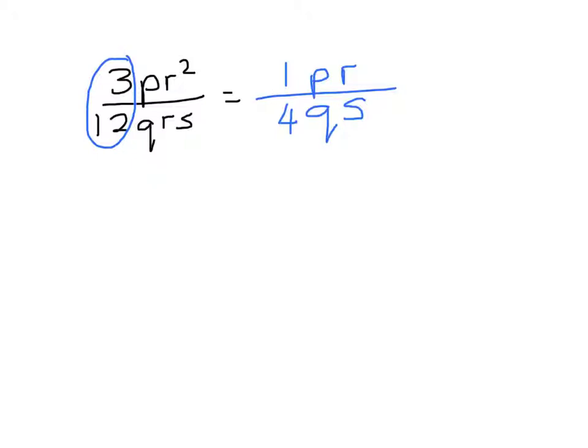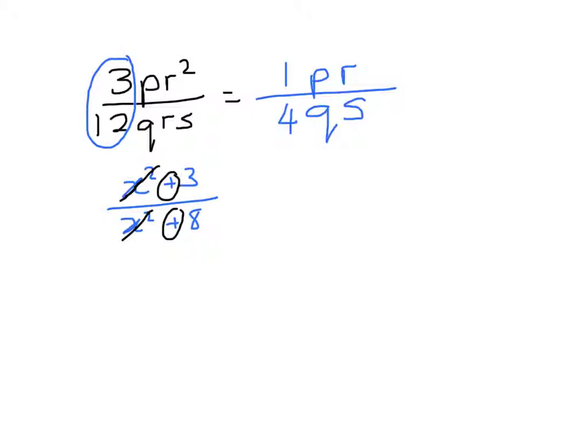Remember that we can't cancel terms when they're added or subtracted. So if we have something like x squared plus 3 over x squared plus 8, I cannot cancel those two because this is adding, we're not multiplying them.